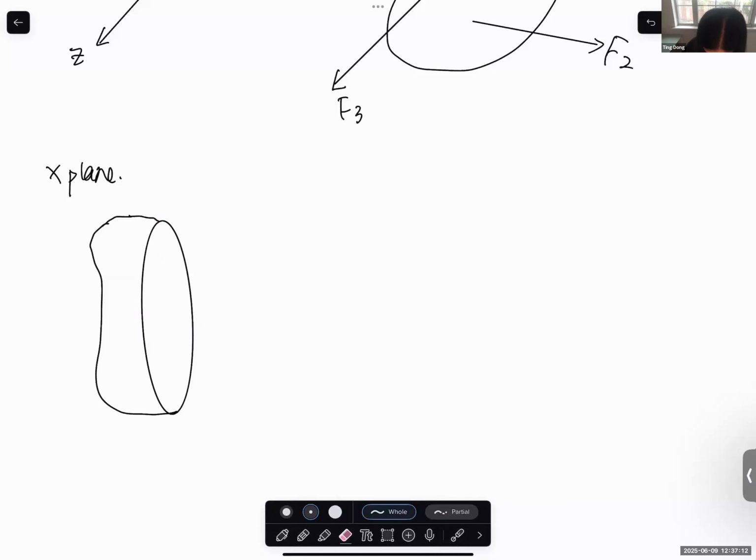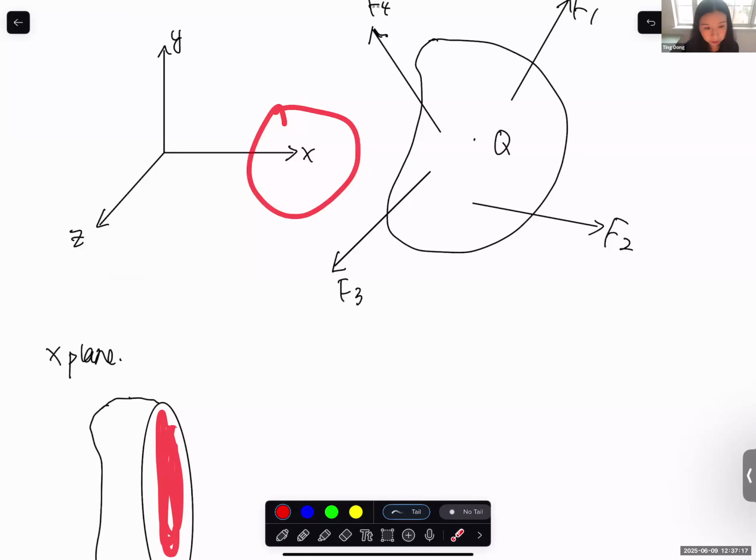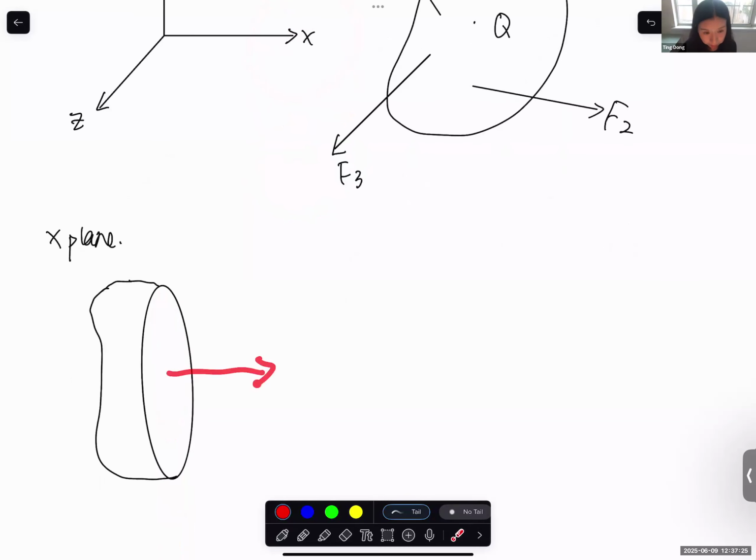So now let's say this plane is facing the positive x direction. So we can say this is the x plane, or you can say that the normal vector is in the positive x direction. This is the normal vector of the plane, and it's in the x direction. So passing through point Q, we take a small area, of course. This is a small area on this x plane, and I use delta A. The area is delta A.